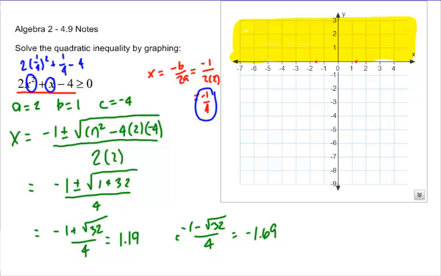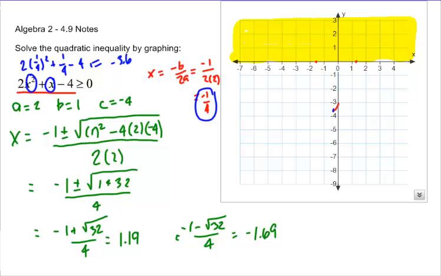Not sure that that's right. Let me double check that. So 2 times 0.25 squared plus 0.25 minus 4. I get -3.6. So that guy's going to be -3.6 and 1/4, about right here. And we've got a parabola.